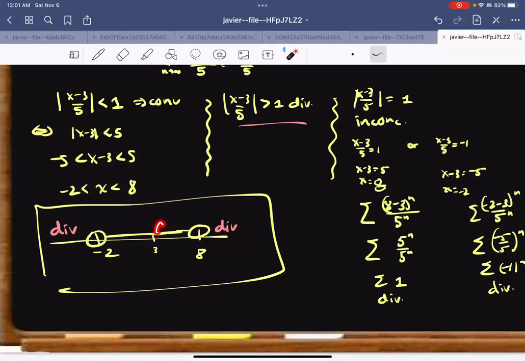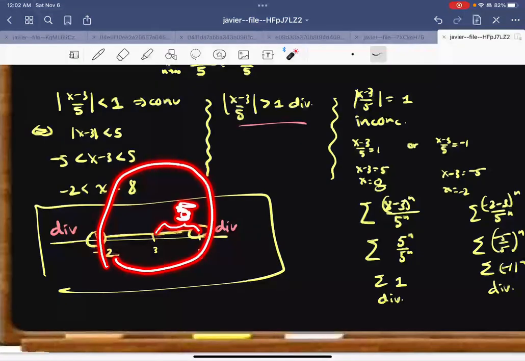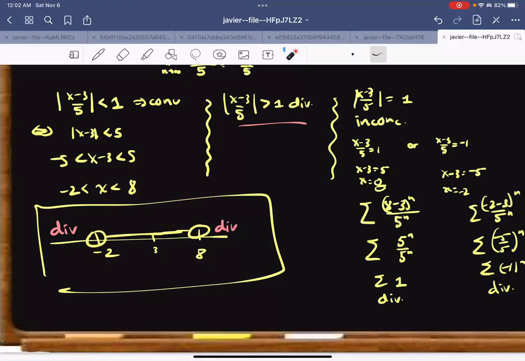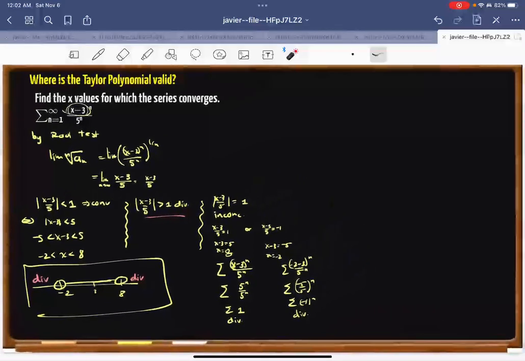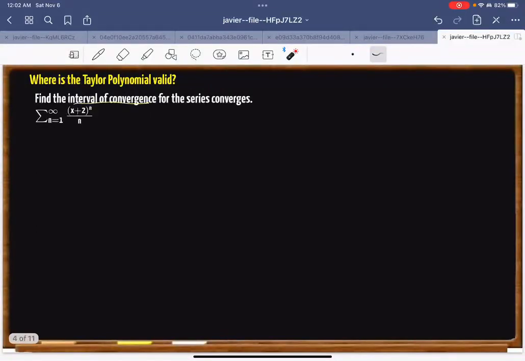So that would be this distance. From here to here is 5, and from here to here is 5. This part right here, 5, is called the radius of convergence. In other words, you could make a circle here of radius 5, and the series would converge for everything in that circle, assuming, for example, you could take complex numbers, so you could take things off of the real number line. That's why it's called the radius of convergence. And so sometimes you'll see it asked like this, the interval of convergence. Sometimes you'll see it, find the radius of convergence.